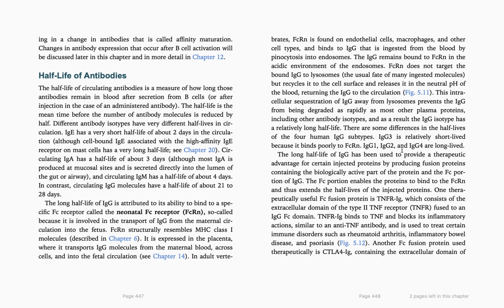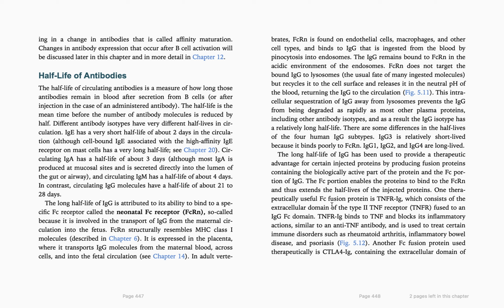IgG1, IgG2, and IgG4 are long-lived. The long half-life of IgG has been used to provide a therapeutic advantage for certain injected proteins by producing fusion proteins containing the biologically active part of a protein and the Fc portion of IgG. The Fc portion enables the protein to bind to the Fc receptor and thus extend the half-lives of injected proteins.